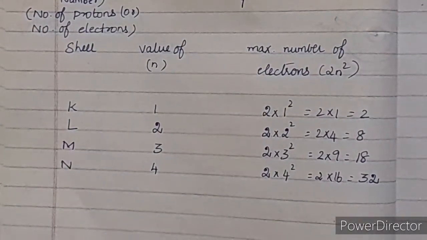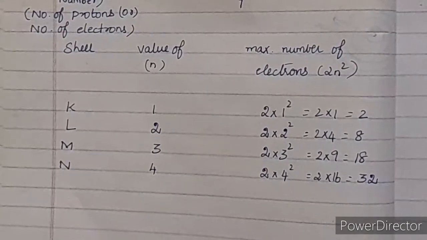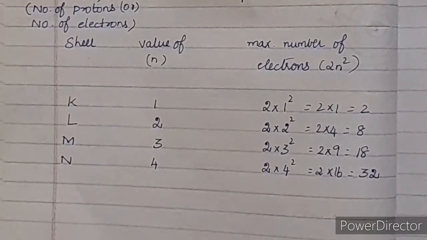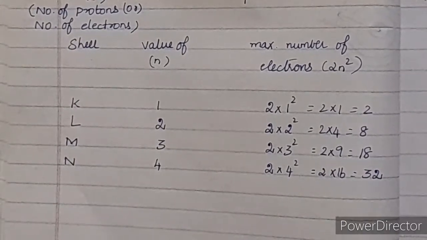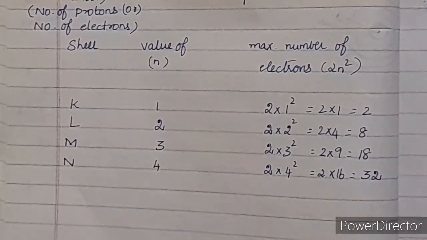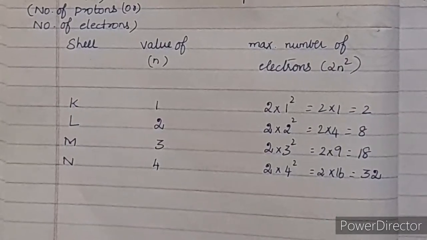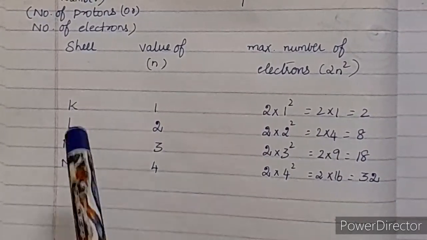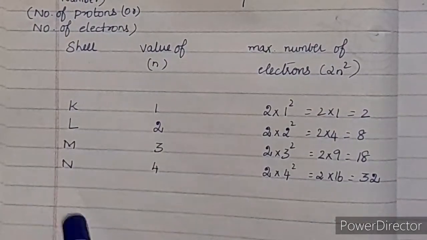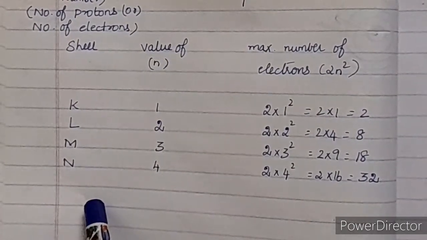The third rule is that the outermost shell of an atom cannot have more than 8 electrons. Even if it has more electrons to accommodate, it cannot accommodate more than 8 electrons. So the outermost shell can contain a maximum of only 8 electrons.